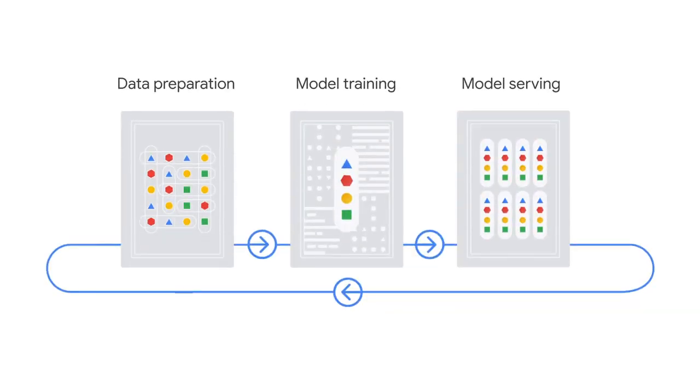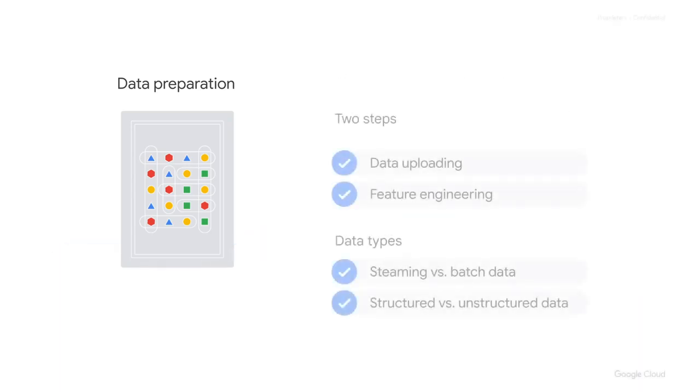There are 3 key stages to this learning process. The first is data preparation, which includes 2 steps: data uploading and feature engineering. You'll be introduced to feature engineering in the next lesson. A model needs a large amount of data to learn from. Data used in machine learning can either be real-time streaming or batch data, and it can either be structured, which is numbers and text normally saved in tables, or unstructured, which is data that can't be put into tables like images and videos.